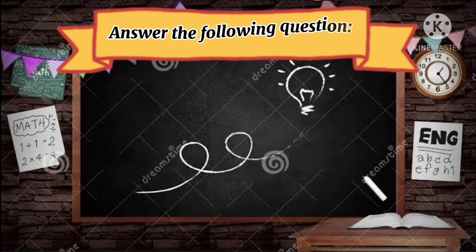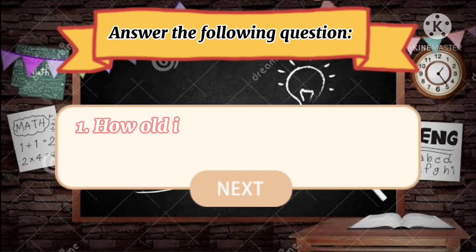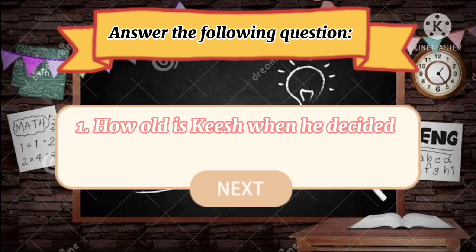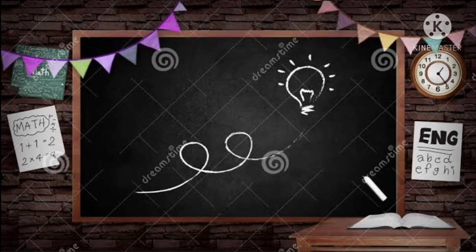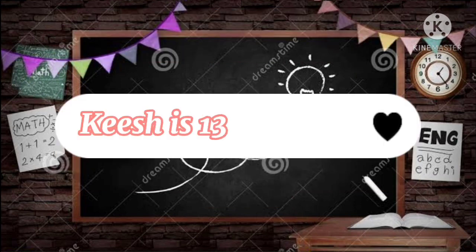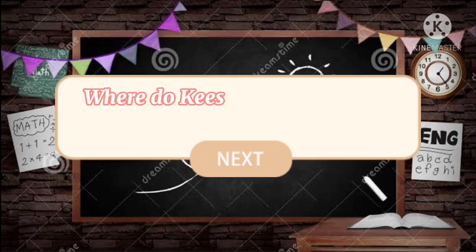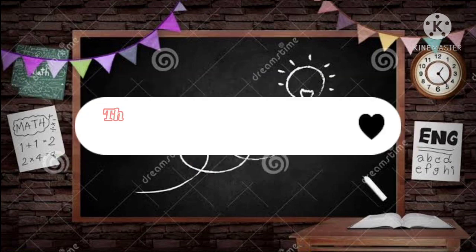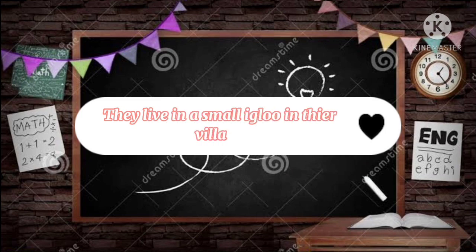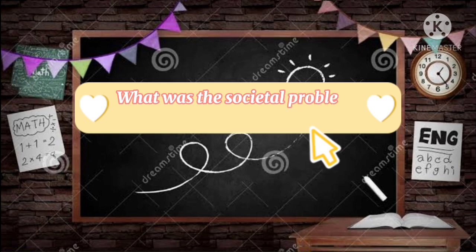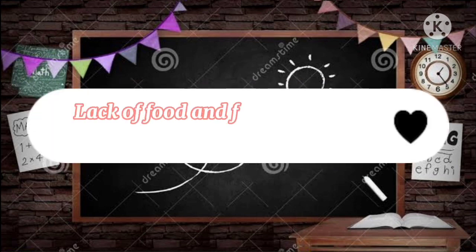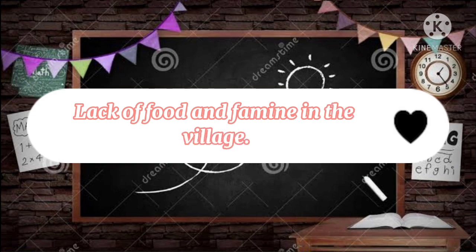Answer the following question. How old is Kish when he decided to go for hunting? Kish is 13 years old when he decided to go for hunting. Where do Kish and his mother live? They live in a small igloo in their village. What was the societal problem in Kish's village? It's lack of food and famine in the village.